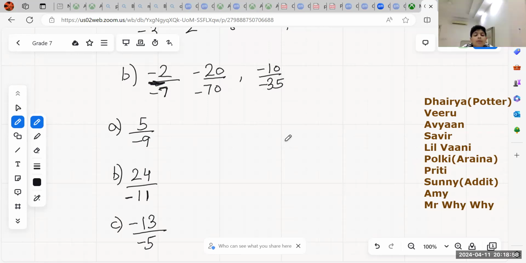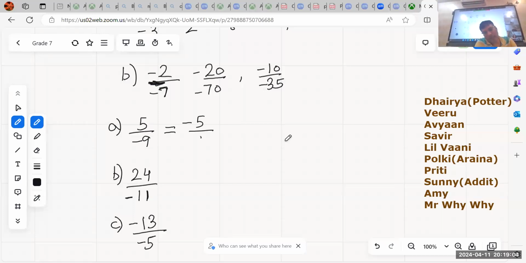Sir, can you give an example? I just gave an example. I will give you one more. Do the second and third parts. This will become minus 5 by 9. Okay. So how does the magic happen and the negative sign comes up? Can anyone tell me the mathematical reason?